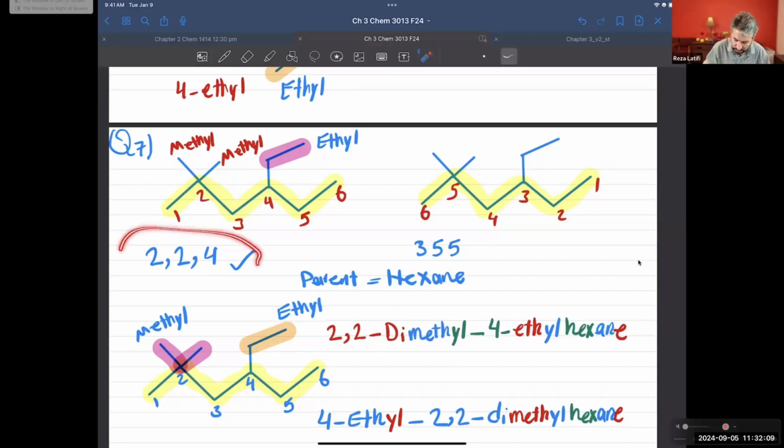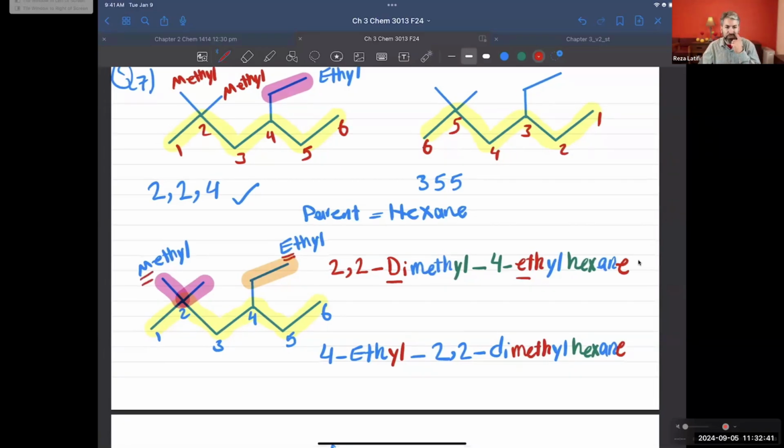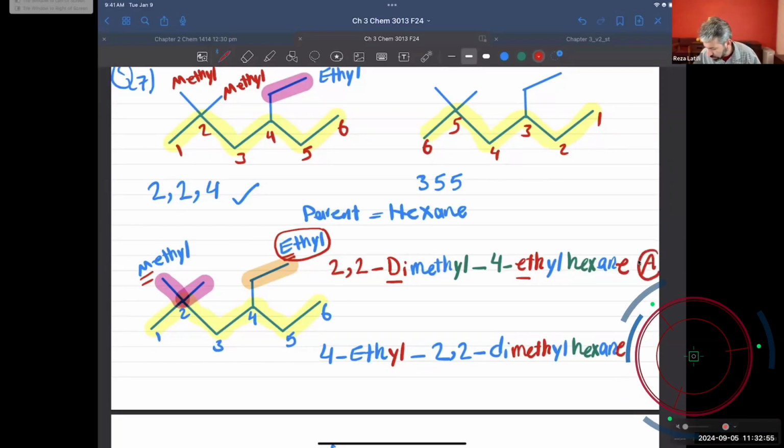Which one is going to be the correct answer? This one. That means labeling should start from the left side. Next, let's say 2, 2, D comes before E, so D should come first, and then I say 2 and 2, dimethyl, 4, ethyl, hexane. That's one. Or some might say, hey, you know what? I'm going to just simply look at the substituents. I have ethyl versus methyl. Ethyl comes first, because of E. So I'm going to say 4 ethyl, and then 2, 2 dimethyl. Which one is the correct answer, A or B? Give it a thought.